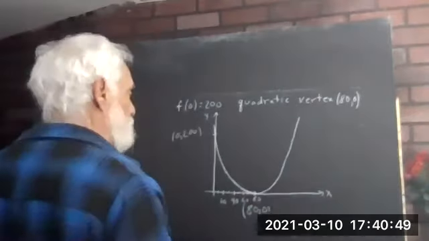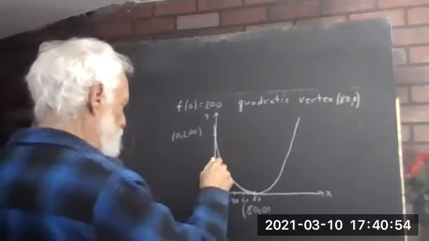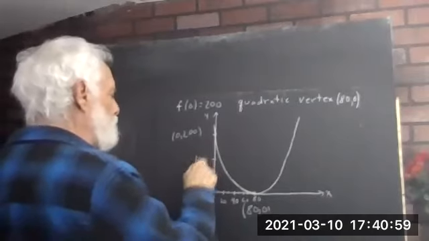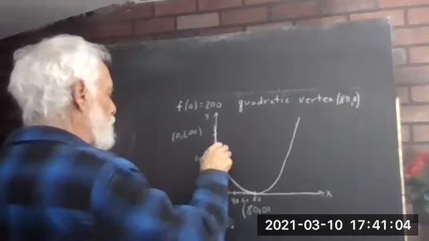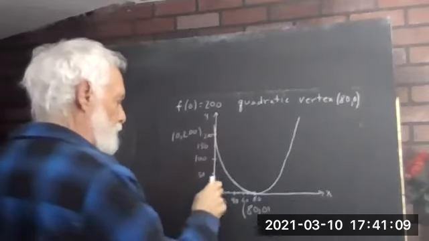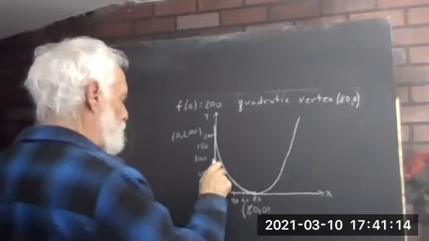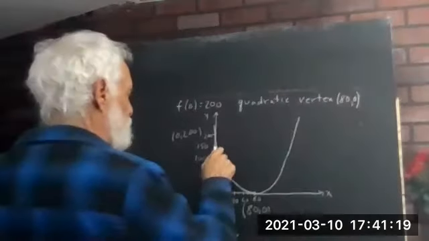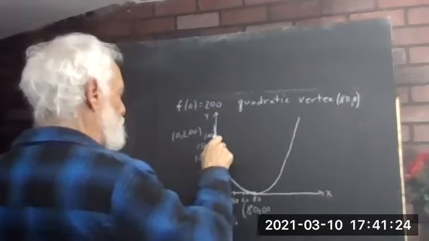For (0, 200), I can divide the interval from 0 to 200 in half. That's going to give me 100. I can divide this in half, and I'll get 50 down here. Divide this in half, I'll have 150. Of course, I've got 200 here. And then I can subdivide each of these intervals into 5 subintervals. Try to do that as accurately as possible.